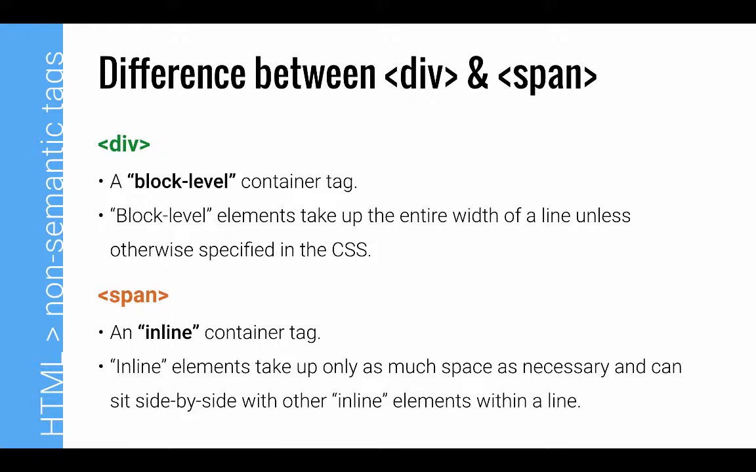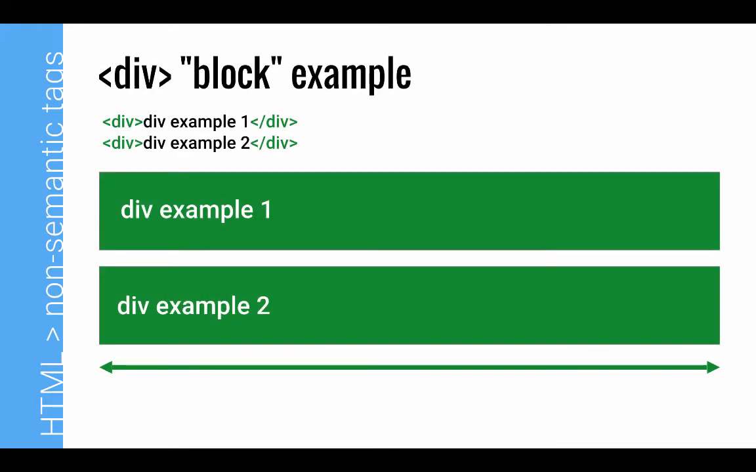Things that would be block level would be entire headings, like a title. A paragraph would be block level, a list would be block level, list items, things like that. And this is kind of what visually the difference is. So like a block level, let's say you have 2 divs in the code, and one says div example 1 and one says div example 2, and you wrap div tags around them. You see how each one of those, without adding any styling, wants to take up the entire width of the screen. That's taking up the entire block. So that's what block level means.